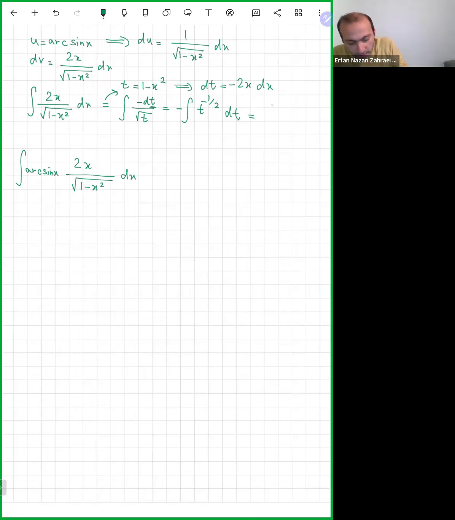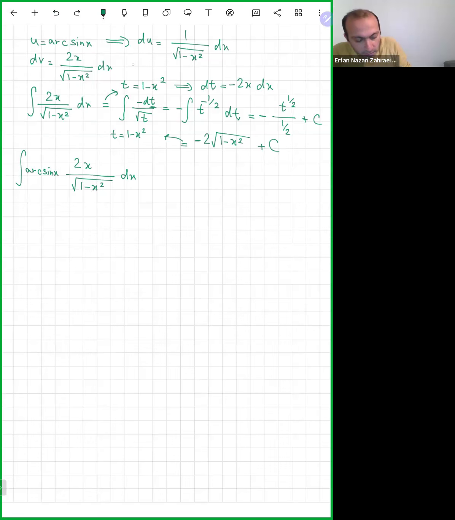Antiderivative is increase the exponent by 1. I have this extra negative sign on the back, and then increase the exponent by 1, divide by the new exponent plus c. And this is in terms of t. I need to replace it in terms of my original variable. t is 1 minus x squared, replacing it to the exponent 1 over 2 means root t, but t is 1 minus x squared. Over 1 over 2, I can bring this 2 on top, and I get twice of that. And I have this extra negative sign plus constant. So this is the value of this integral.